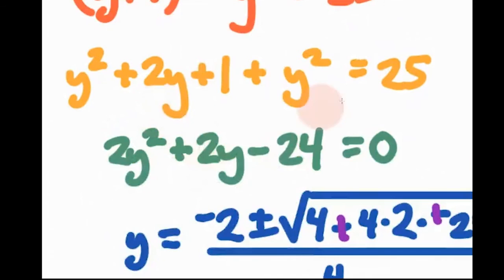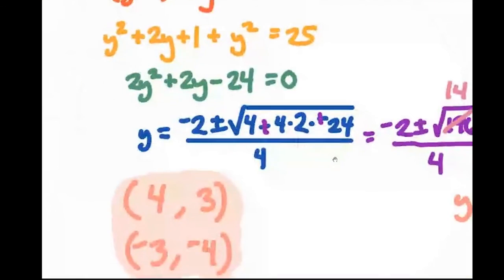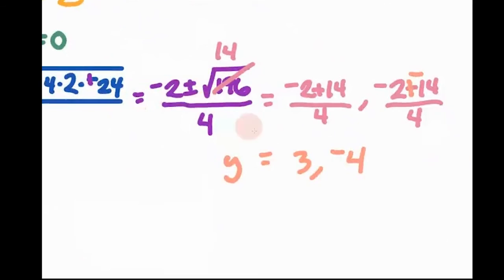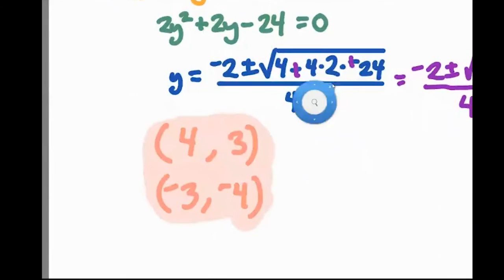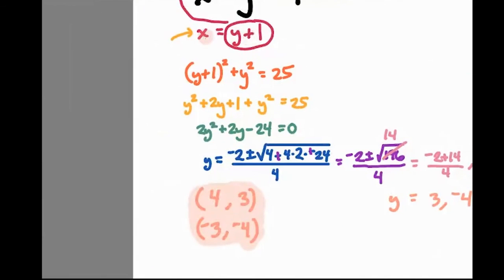And then I subtracted the 25 to both sides, and it's negative 24 over here. You have to use quadratic formula, which is what I did in the blue. I simplified everything to get y is negative 4 and 3. And then I used my x equation from right here. So y plus 1 is equal to x. So it's 3 plus 1 is 4. Negative 4 plus 1 is negative 3. And you end up with the solutions.